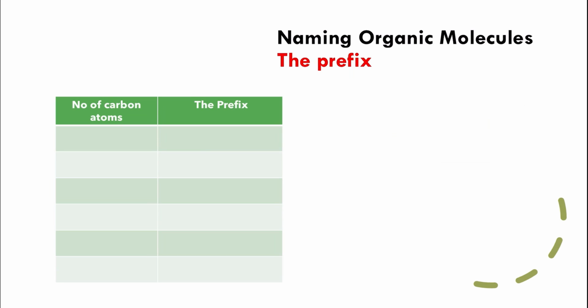To name the different organic molecules, we will use a prefix and a suffix. The prefix will always refer to the number of carbon atoms in the chain or in the molecule. If there is one, it's called meth. If there are two carbon atoms, we're going to use the prefix eth. If there are three, it's prop. Four, it's but. Five, it's pent. And six, it's hex. So this is always going to be the prefix of any compound.